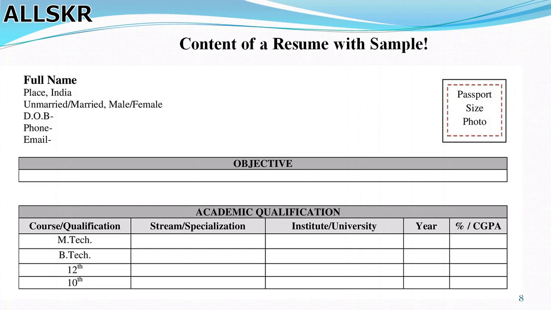So to start with, brief personal information on the top left of the resume may include full name, place, date of birth, phone and email, written as shown in the figure, and an attached passport size photo on the top right of the resume. This form you may choose, or you can start directly with the objective, and personal information may be included at the last part of the resume.